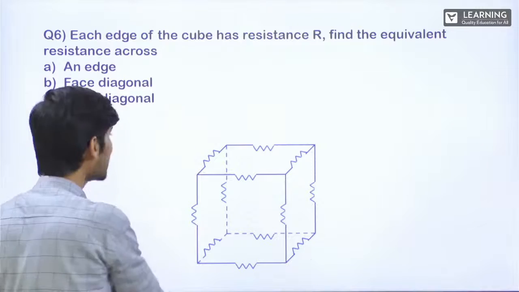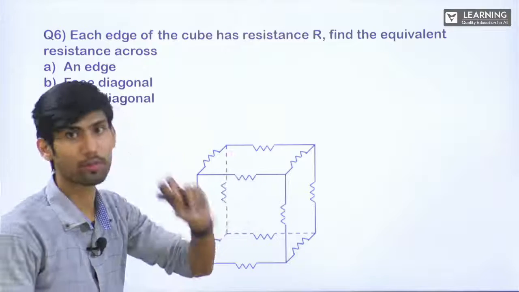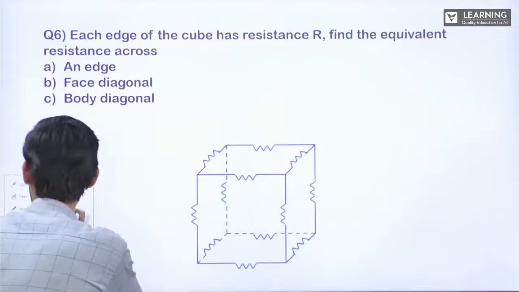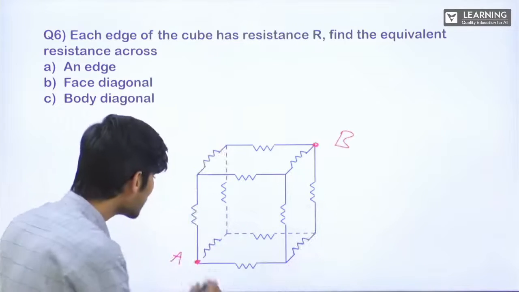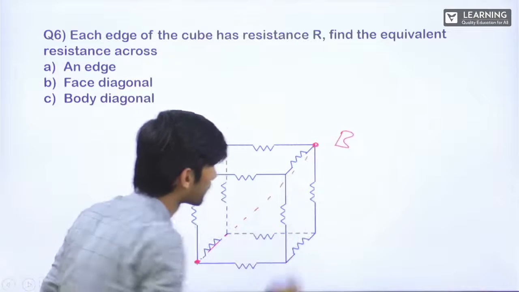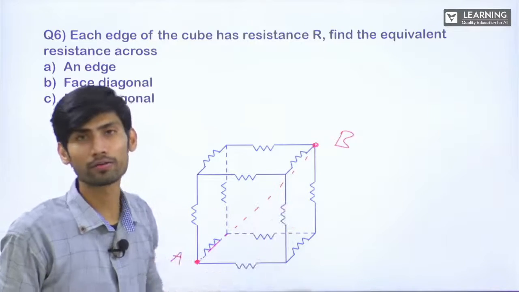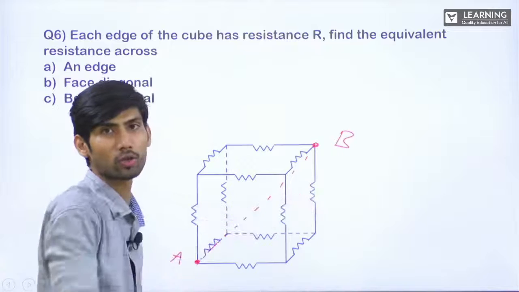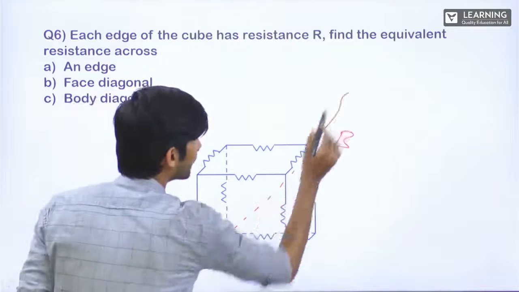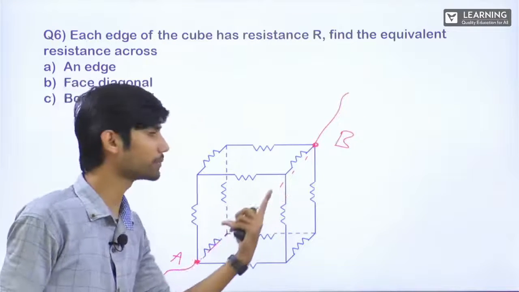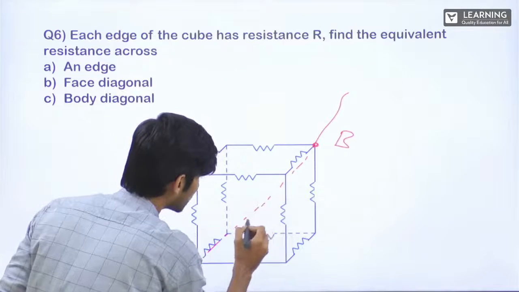Now, third comes the body diagonal. What is a body diagonal? A diagonal which passes through the center of the body. If you see this particular point A and this particular point B, if I join AB, this imaginary line passes through the center of this cube, the center of the body. So this is known as the body diagonal. If I connect the battery across AB and tell you to find the equivalent resistance, that means I'm telling you to find the equivalent resistance across the body diagonal.